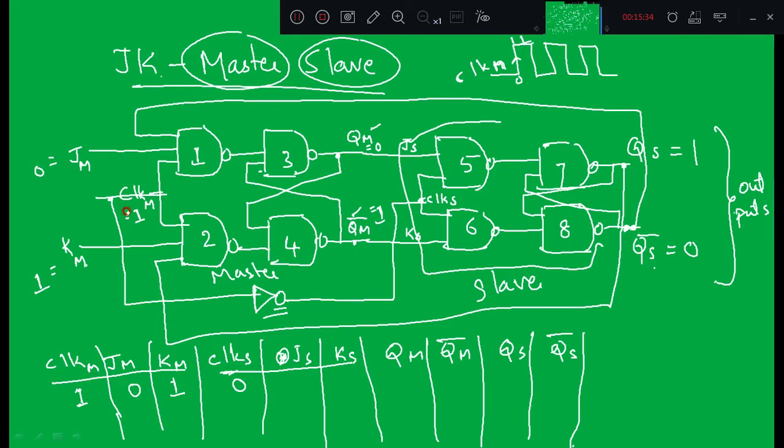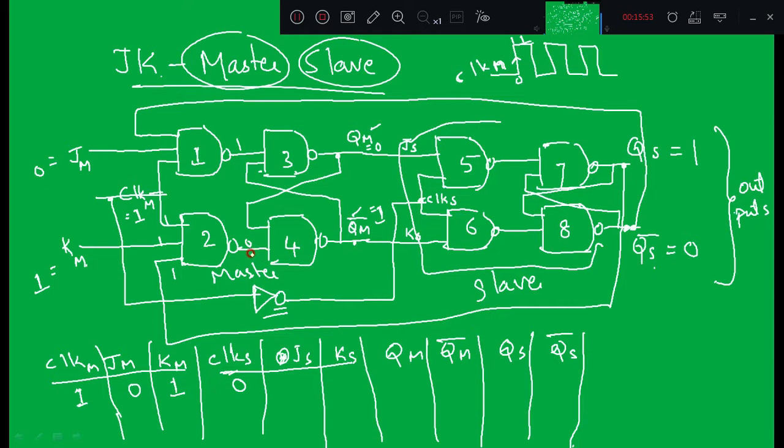If clock M is 1, JM is 0, the output of the first NAND gate is equal to 1. Here, this is 1, this is 1, and this output, the previous state of the slave, is 1. So all three inputs are high, and the output of the second NAND gate is 0.